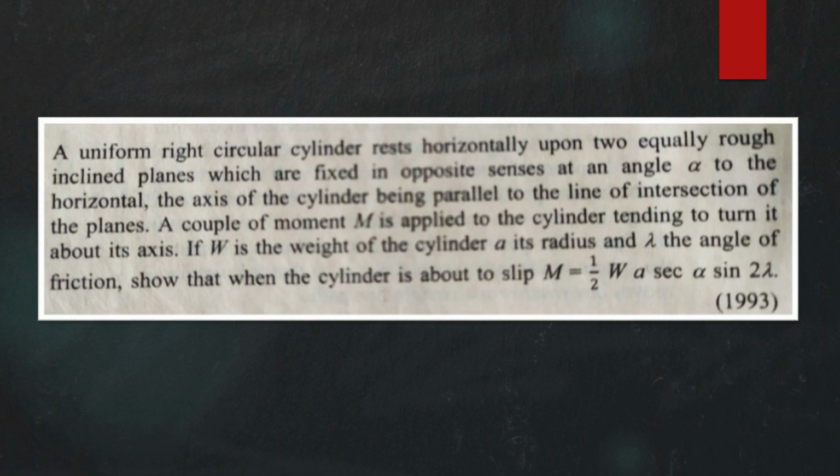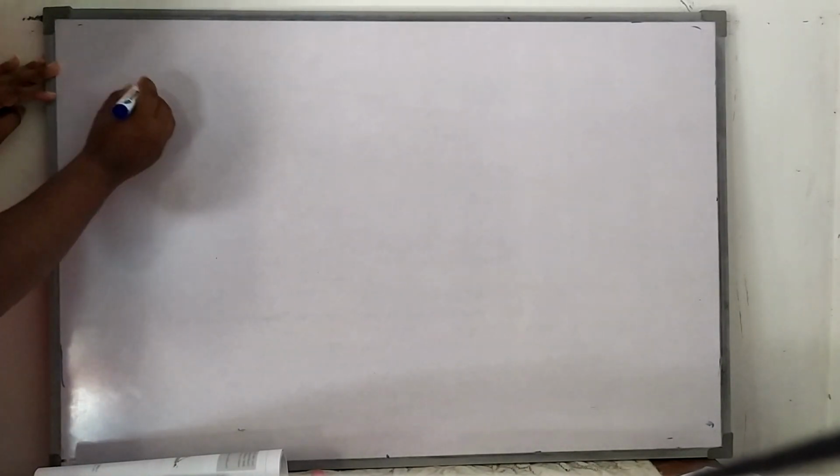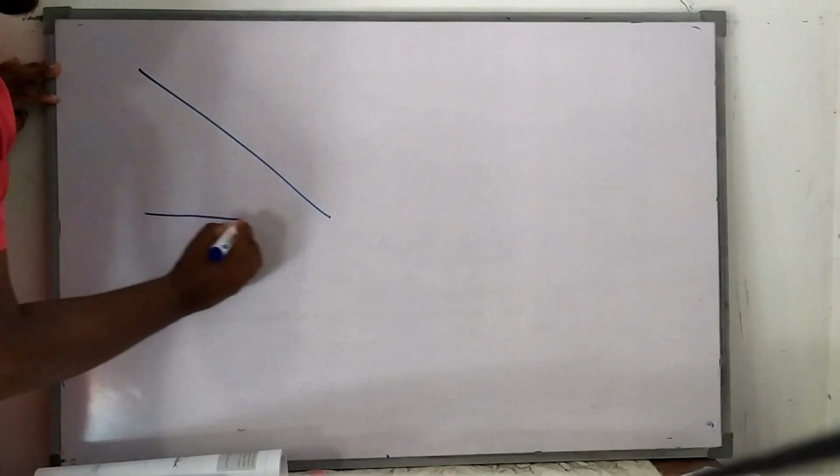So we just need to find the moment, right? That couple value M in terms of alpha and lambda. Okay, we'll see how to find this. So first of all, I'm going to draw the diagram. So hope you all have drawn it, right? Before watching that part.